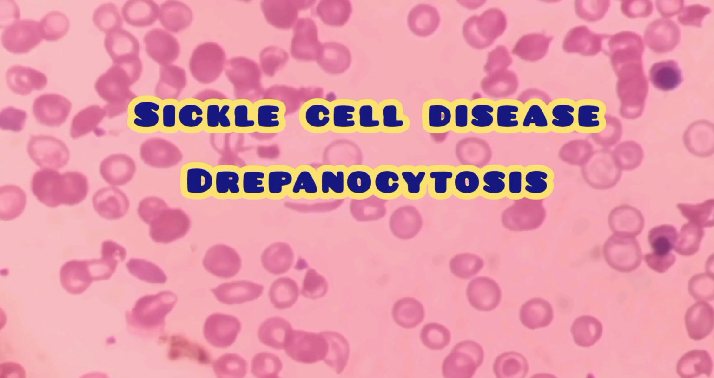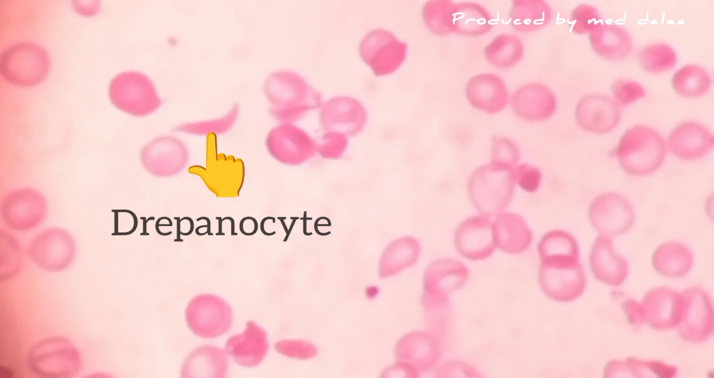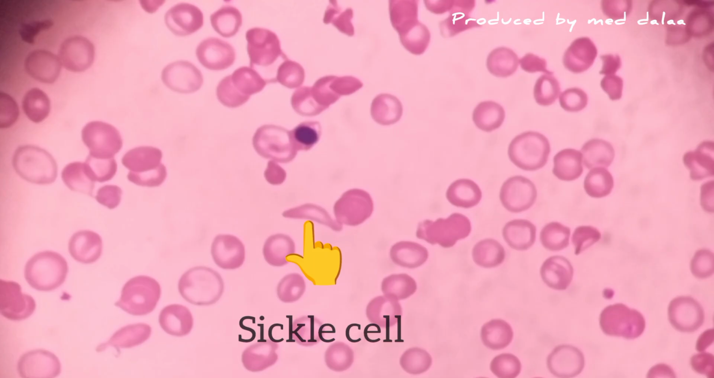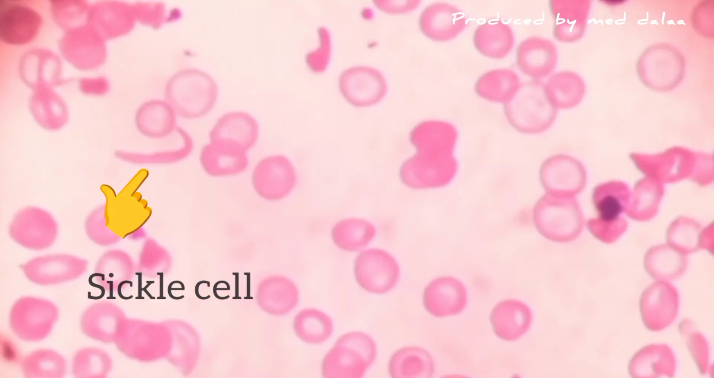Sickle cell disease, also known as drepanocytosis, is a genetic blood disorder caused by an abnormal form of hemoglobin, the protein responsible for carrying oxygen in the blood. In affected individuals, red blood cells lose their normal round shape and become crescent or sickle-shaped, forming what we call drepanocytes. These cells are more rigid and fragile, which makes it difficult for them to move smoothly through blood vessels.